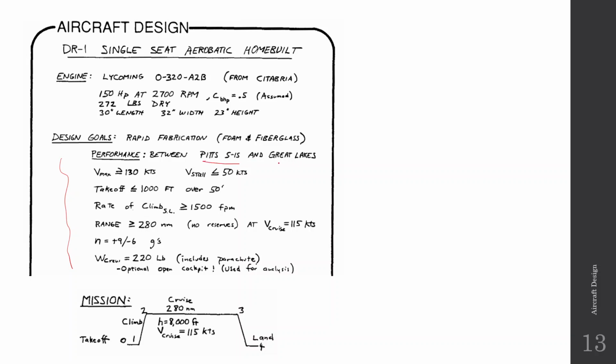So performance will be between these two planes. These are two aircraft, so the performance will be between these two. You can see that V max is greater than 130 knots. V stall is less than 50 knots, so you can write that Vs is less than or equal to 50 knots, and the takeoff distance is less than 1000 feet. Here we are using the 50-foot obstacle limit. So SLO, rate of climb is greater than or equal to 1500 feet per minute, and range is greater than or equal to 280 nautical miles.